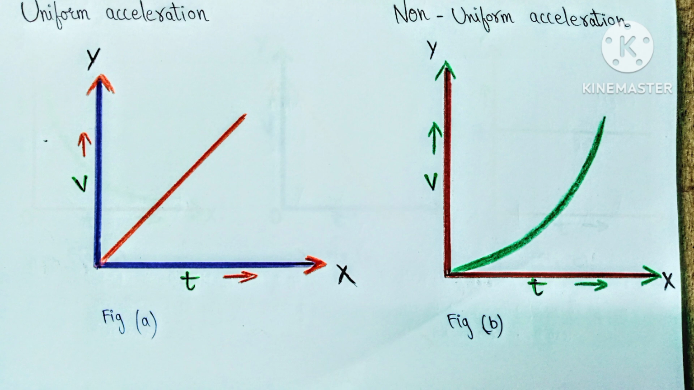Figure B, non-uniform acceleration. Here we can see that the graph is not a straight line. Throughout the journey, the graph is a curved line. So on seeing a graph like this, we can say that the body is moving with non-uniform velocity with variable acceleration, which is not constant.